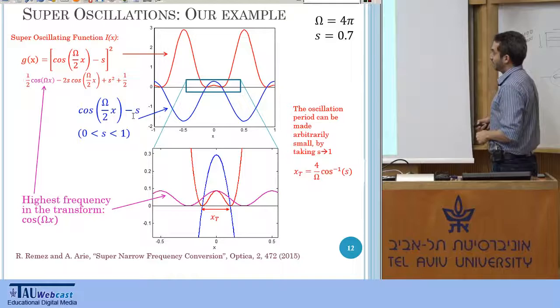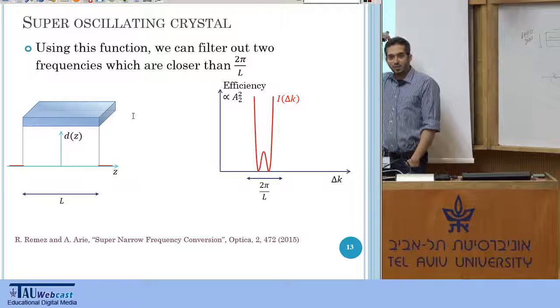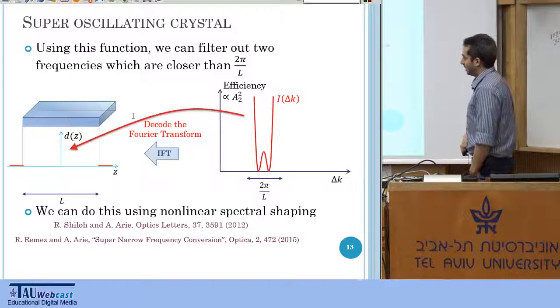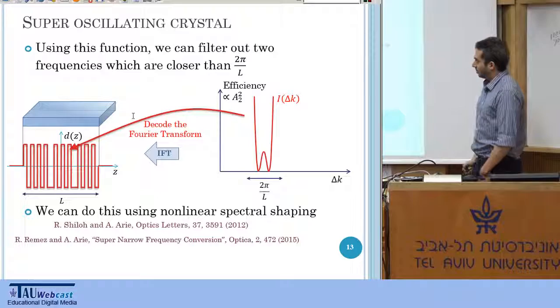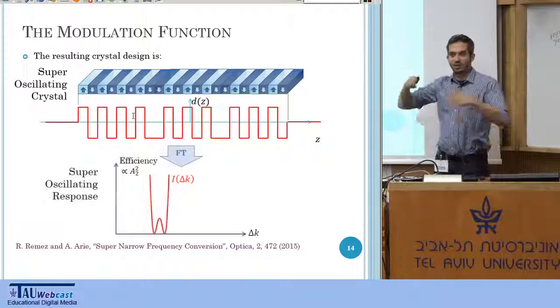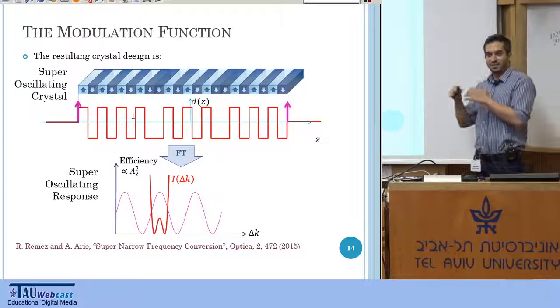And we took this function and we designed a crystal for which the efficiency has this response. This is a super oscillation in the efficiency of the crystal. So in order to do that, what we had to do is to encode this function into the crystal. And we did this using a method developed in our group by Roei and found the necessary function. And this is how the crystal looks. If I take the Fourier transform of this function and square it, what I get is an efficiency response with a super oscillation. And again, if I compare it to the highest oscillation I expected according to the transform, I get something which is much wider.